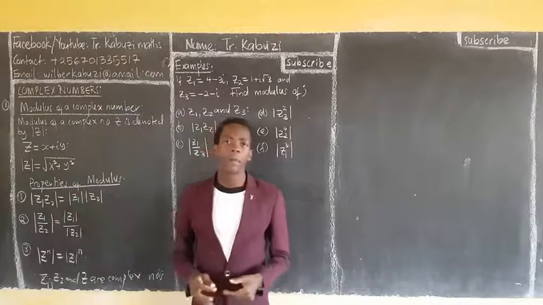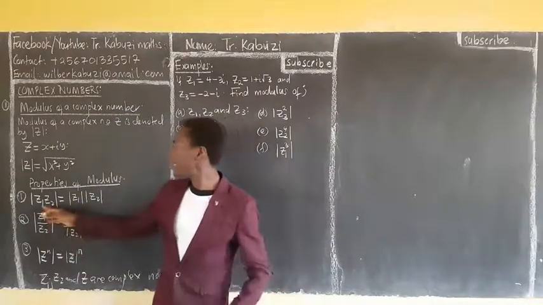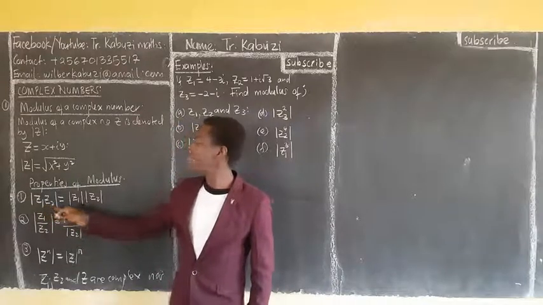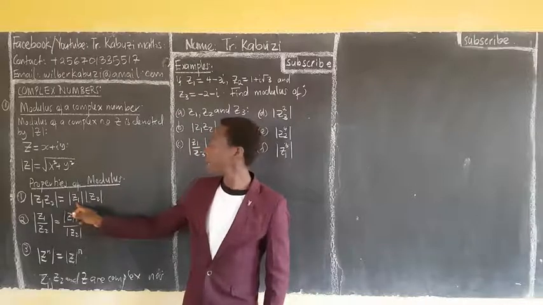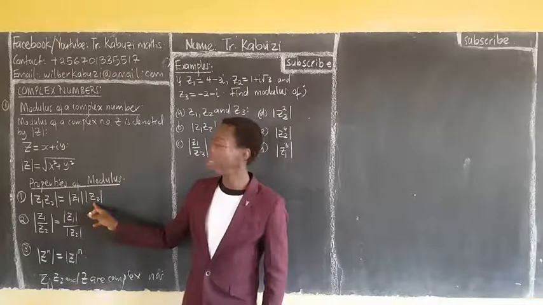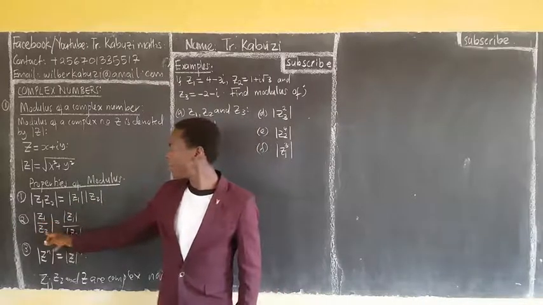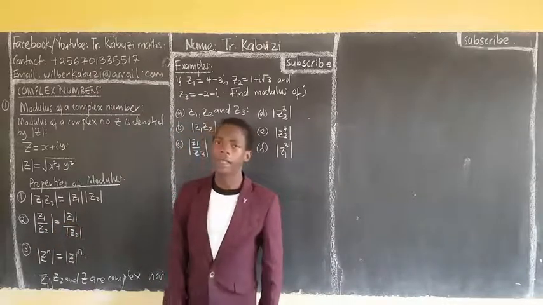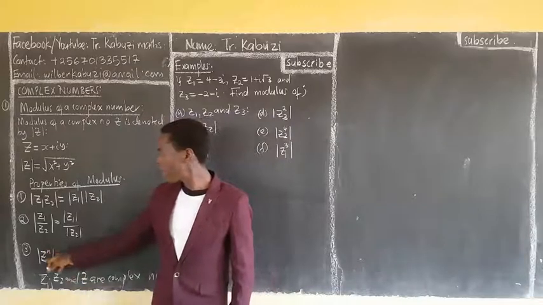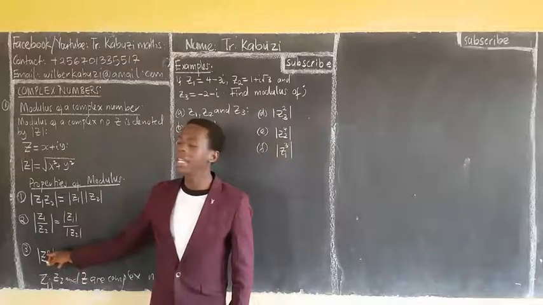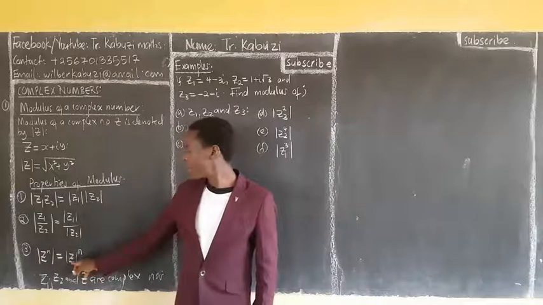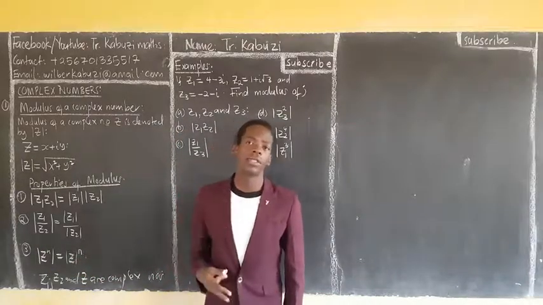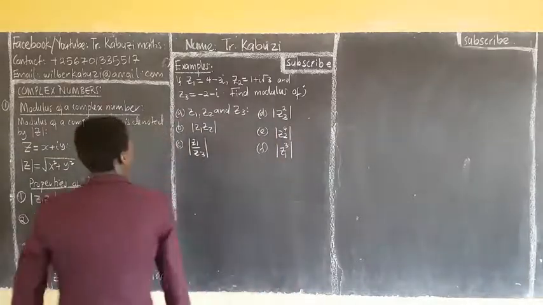Then we are going to see properties of modulus. We have z1 and z2: the modulus of z1 z2 is the same as the modulus of the first times the modulus of the second. We have z1 over z2, the whole modulus, the same as the modulus of the first over the modulus of the second. We have the modulus of a number to the power n, the same as the modulus of this number, then we raise it to that power n, where z1, z2 are complex numbers. So how do we handle that?